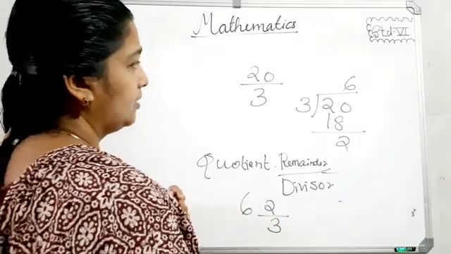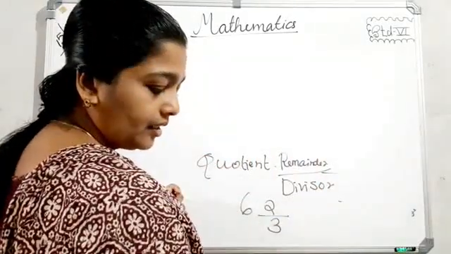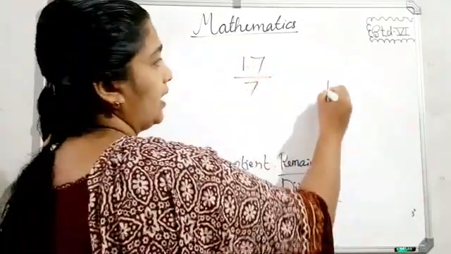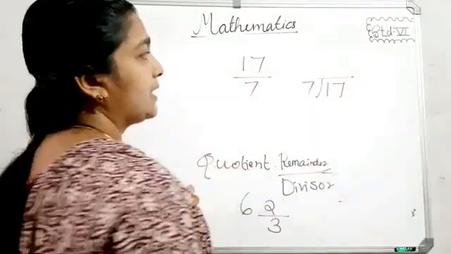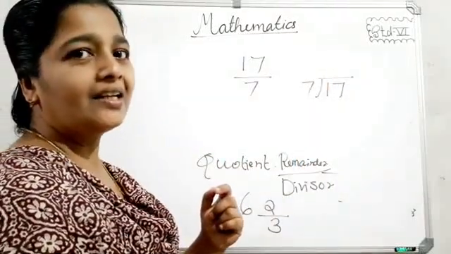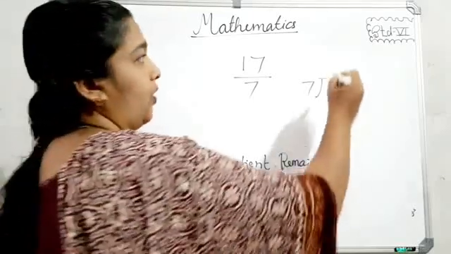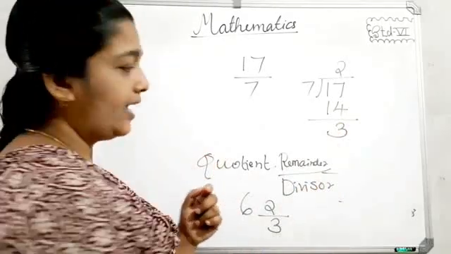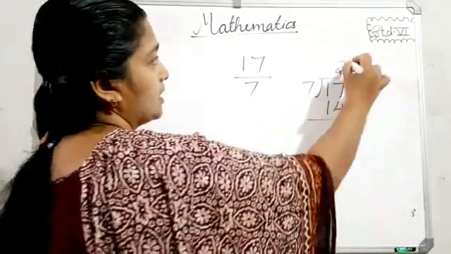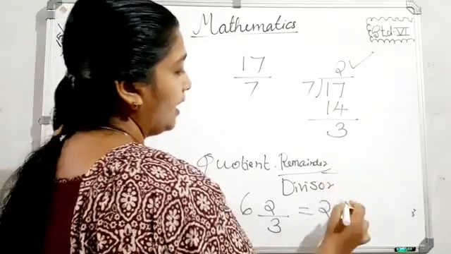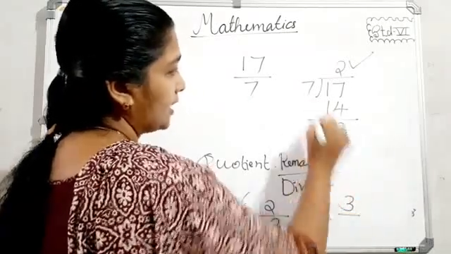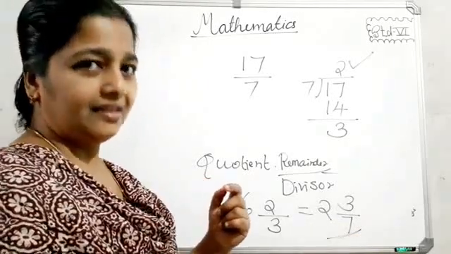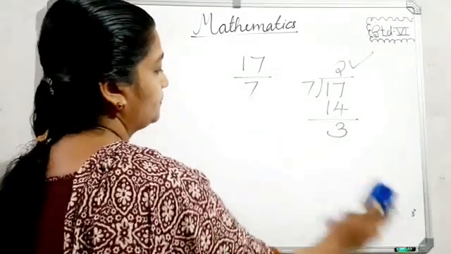Yes. Next question, 17 by 7. Say the answer. First we want to divide by 7. In 17, how many 7's are there? 7 twos are 14, isn't it? And the remainder equals 3. Then say the answer. Which is the quotient? 2. Remainder 3 divided by divisor 7. So 2 and 3 by 7. Understand? Yes. So next one.